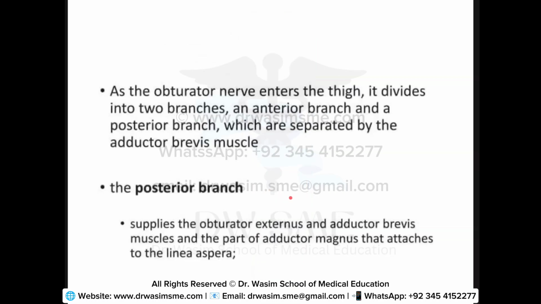So as the obturator nerve enters the thigh, it is going again to divide into two branches, similar to the femoral nerve, into an anterior branch and a posterior branch, which are separated by the adductor brevis muscle. Now the posterior branch is supplying the obturator externus, adductor brevis, and part of the adductor magnus muscle. So you have to also know which of the further branches are supplying which specific muscle. So you need to remember these details as well.